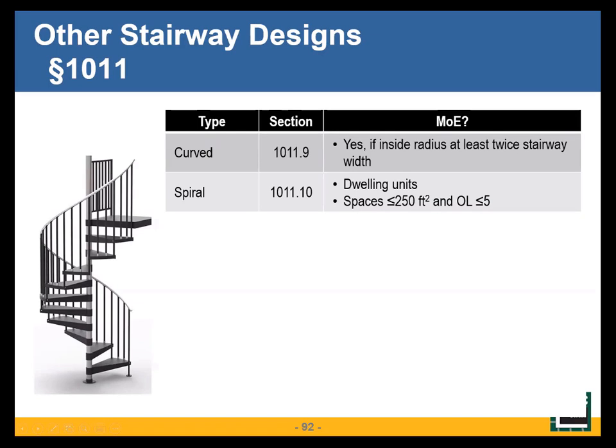Spiral stair. My interior curve of the stairs is not twice the radius or twice the stair tread width. It's a spiral stair. Allowed for egress in dwelling units, not commercial. It can be used in commercial if I'm going to access a machinery space or an equipment room.